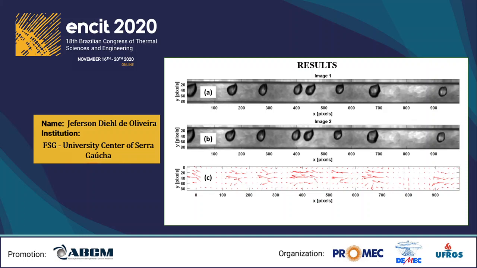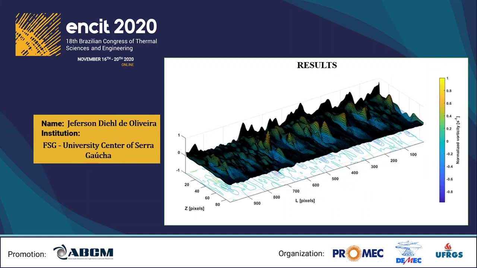The magnitude of the average velocity in the interface in this case is 1.1 centimeter per second, and it can be seen that negative vectors are found in some points along the flow. Such behavior can be an indication of the presence of vorticity in the liquid-vapor interface.